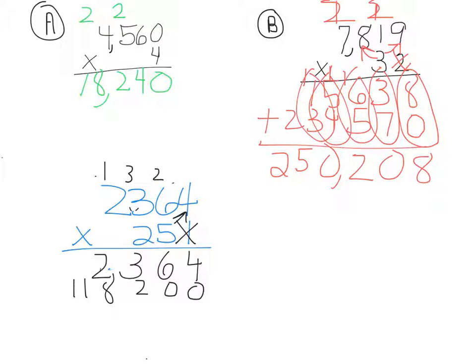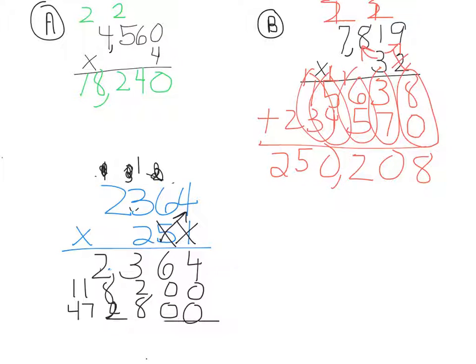So now I'm going to cross out the 5, and I have 2 X's, so I need 2 O's. I need 2 placeholders because now I'm multiplying by 200, and 200 has 2 zeros in it, 2 placeholders. 2 times 4 is 8. 2 times 6 is 12. Remember, 12. 2 times 3 is 6, plus 1 is 7. And 2 times 2 is 4.